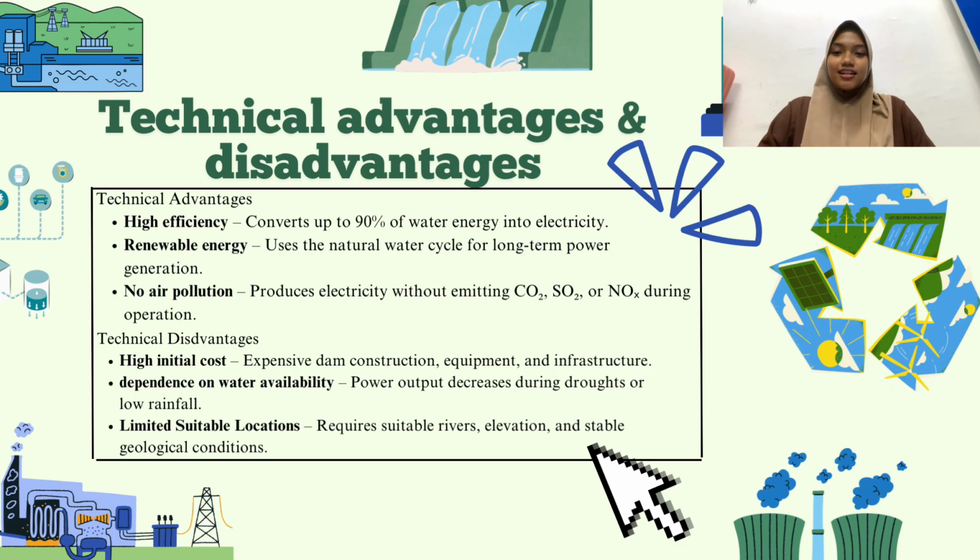Now I will explain the technical advantages and disadvantages of hydropower generation. The first advantage is high efficiency. Hydropower is one of the most efficient methods of generating electricity because it can convert up to 90% of water energy into electrical energy. This means less energy is wasted compared to many other power generation technologies.